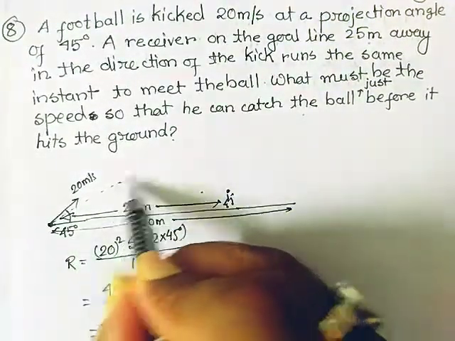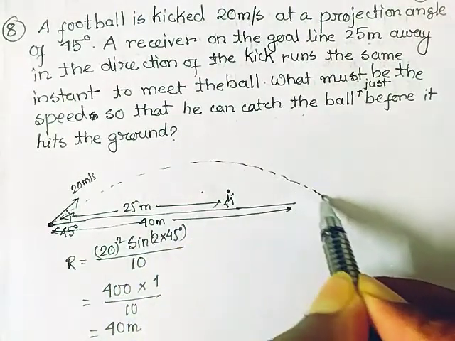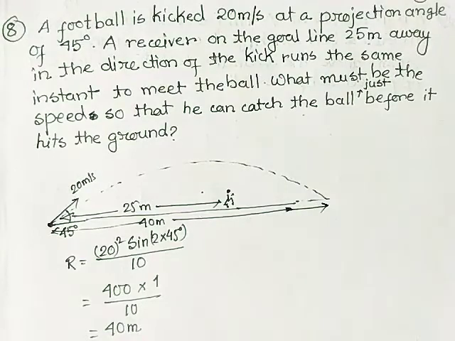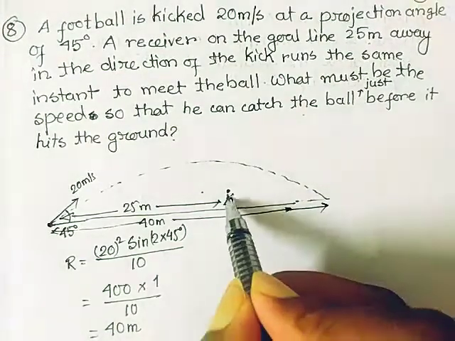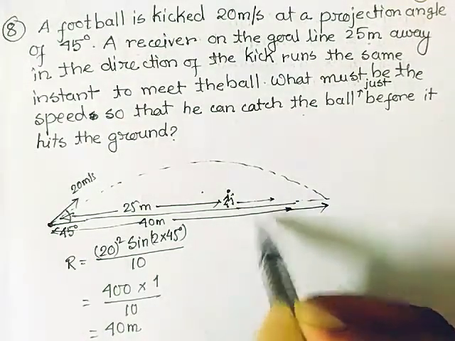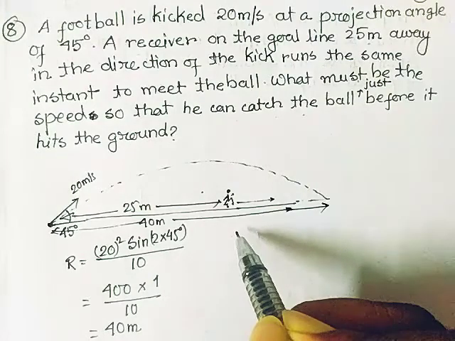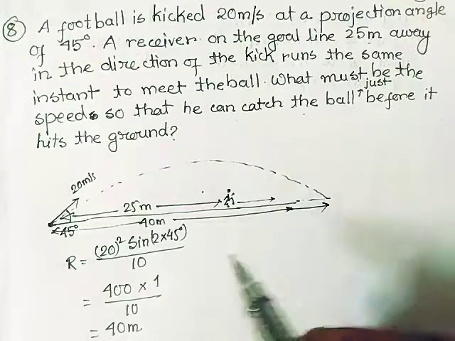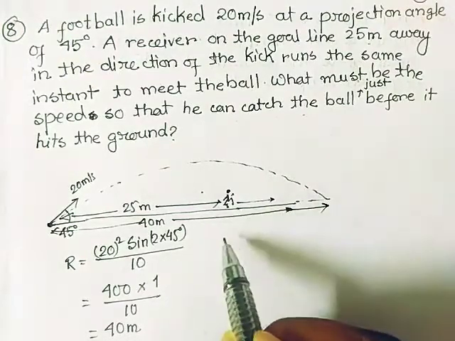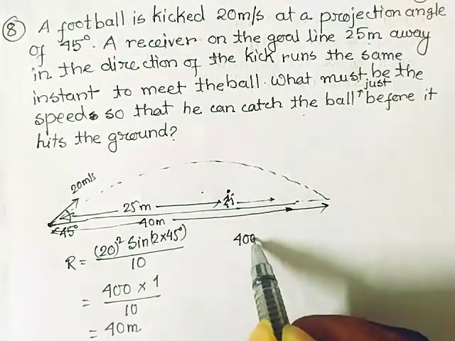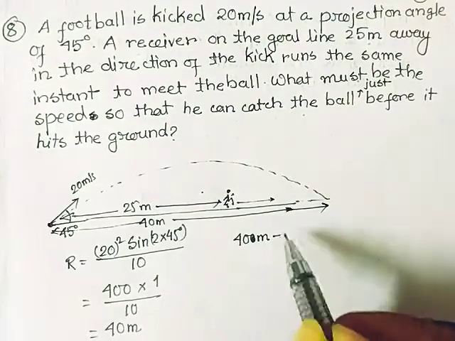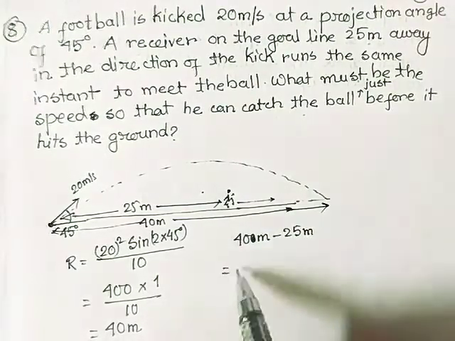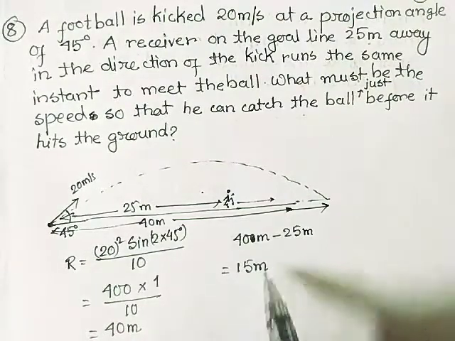If the ball is falling like this, in which direction does he have to run? He has to run in that direction. So what distance does he have to cover? Obviously 40 meter minus 25 meter, it is very simple. So he has to cover 15 meter.